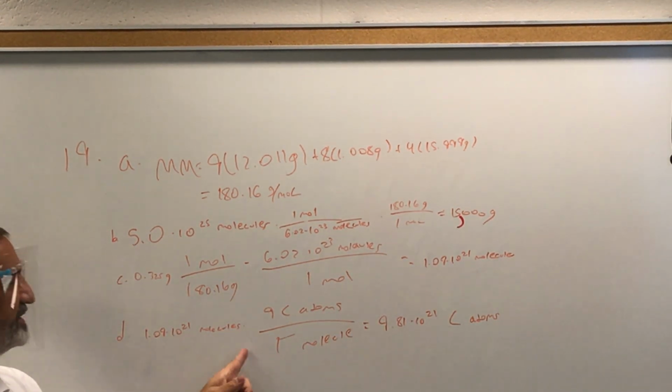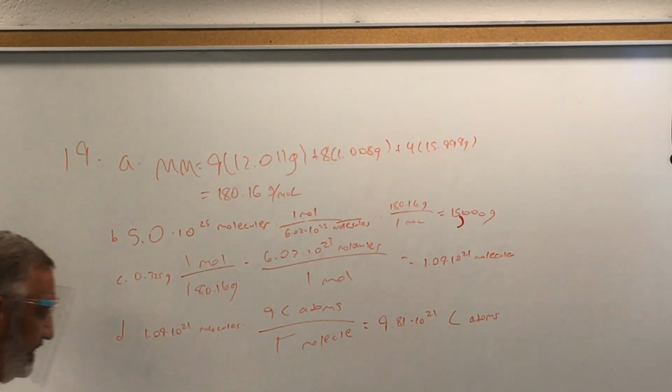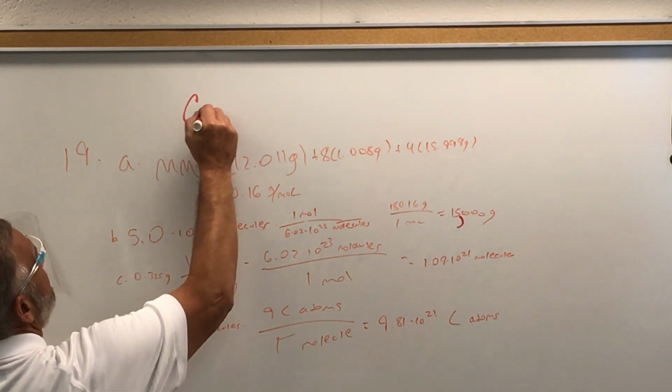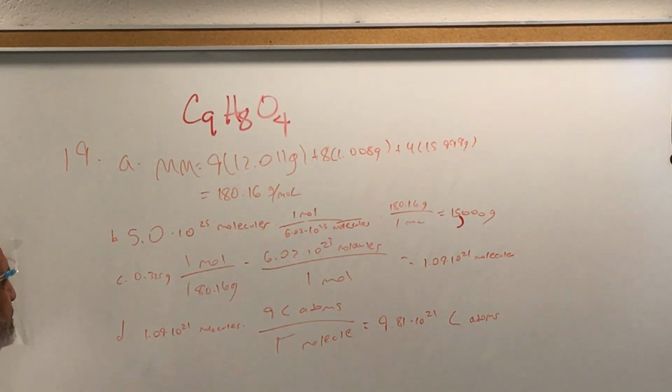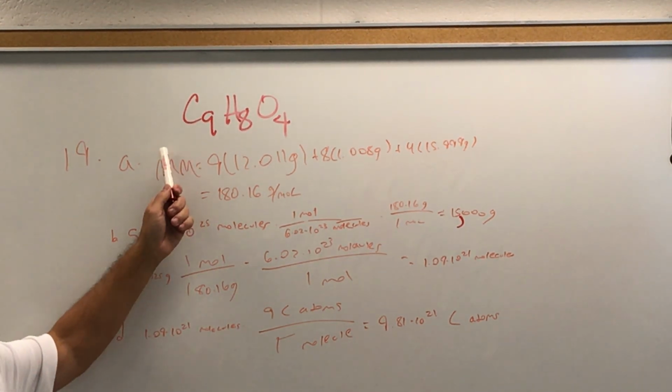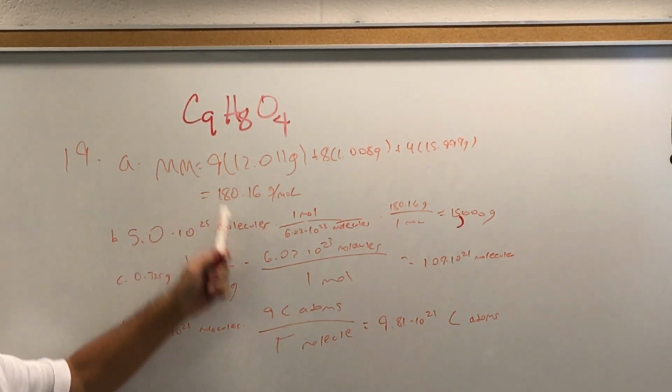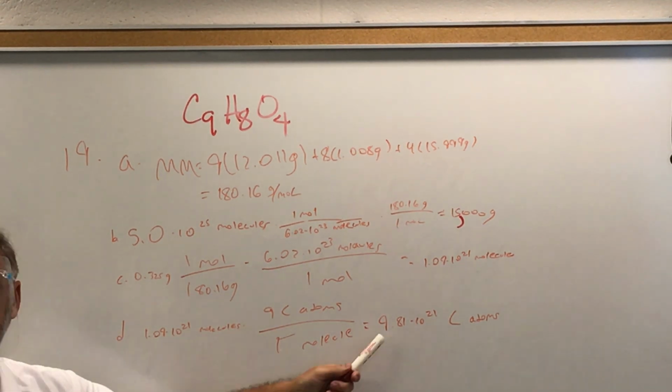And then this is the part that was messing people up. But in our equation, it's C9H8O4, okay? So in every molecule, how many carbon atoms are there? 9. So there are 9 carbon atoms for every 1 molecule, so you just multiply by 9.